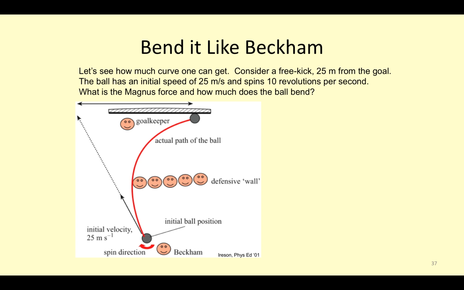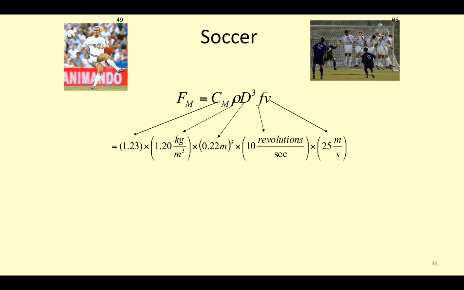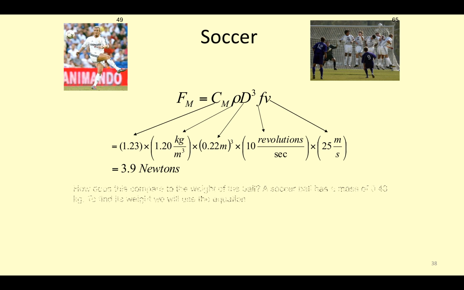So you bend it like Beckham. So the initial velocity is 25 meters per second in this direction, going this way, and it bends. Okay, and right after this, you've got several of the famous kicks in soccer. So 10 revolutions per second. So that's what it looked like. Magnus Force about 3.9 newtons.